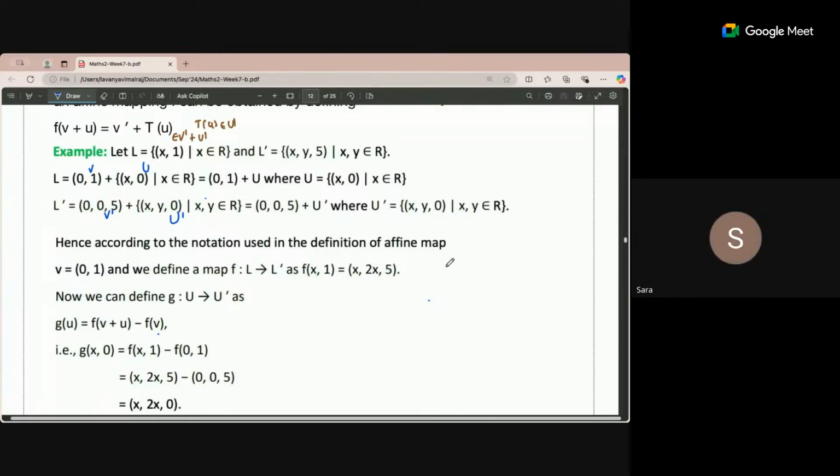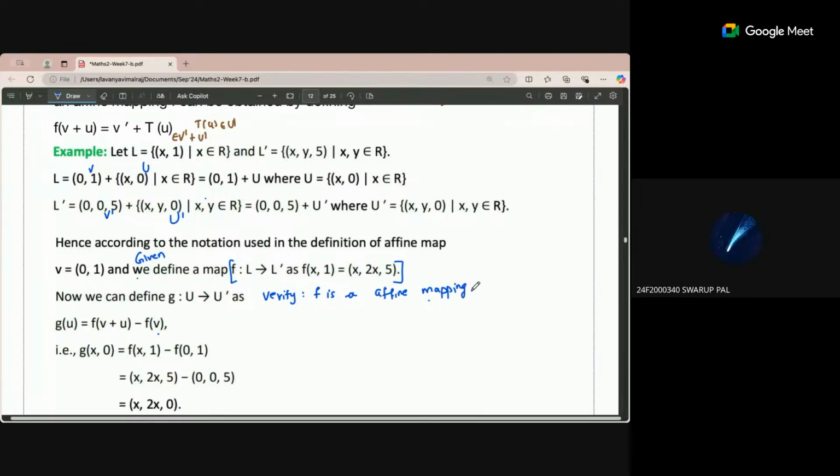Ma'am, actually I missed this part. This x comma 2x comma 5 was already given, or like? So this is given. Acha, okay. This part is given. So here we are verifying whether this f is an affine mapping. That is what we are doing here. Okay.